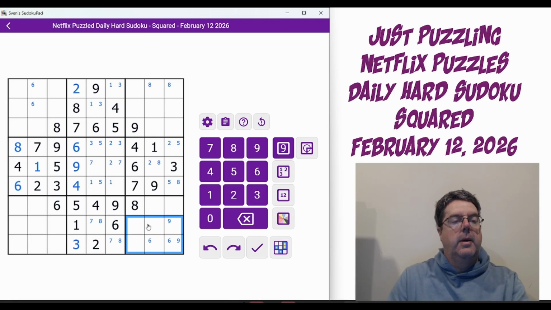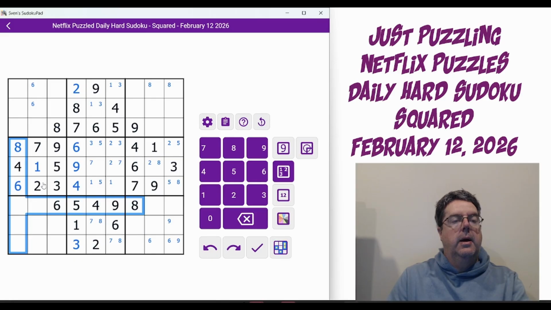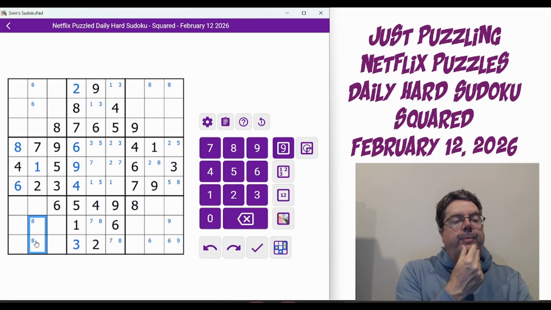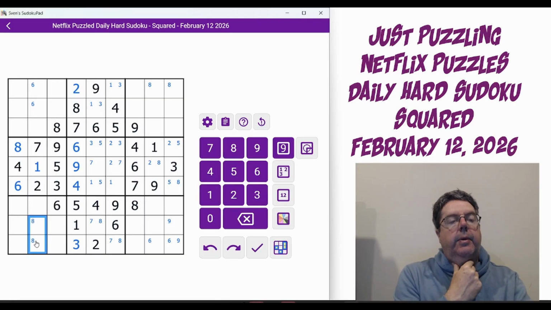Okay, so 8 comes across here. 8 comes down here. 8 comes down here. So 8 is one of these two. 7, 7, 7. 7 could be anywhere. 7 can be anywhere. 6, 5. 8 there, so 1, 5, 8 there, 2, 8, 7, 3, 2, 5, 1.